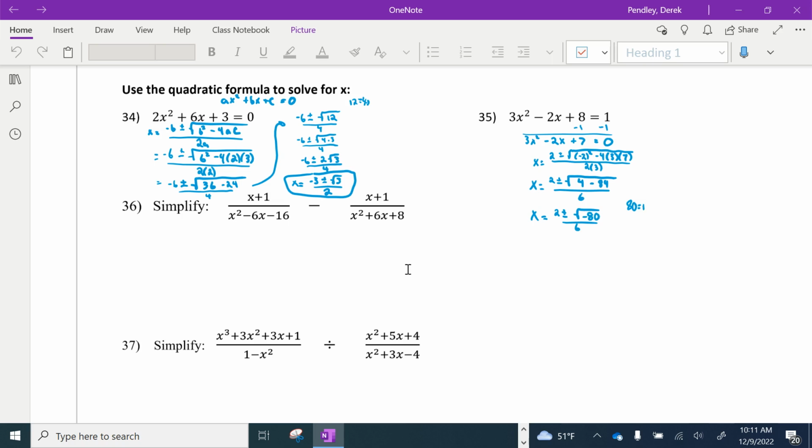So I have 2 plus or minus 4 root 5 i over 6. So I took the square root of 16, which is 4. Square root of 5, I can't reduce. And the negative gives me the i. Everything is divisible by 2, so you get 1 plus or minus 2 root 5 i over 3 as your final answer.